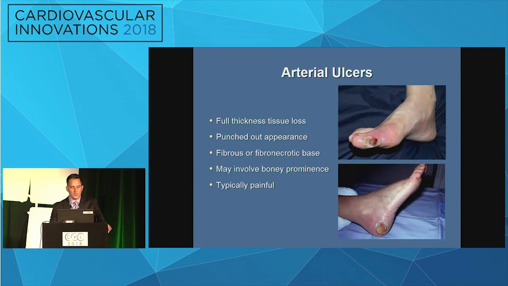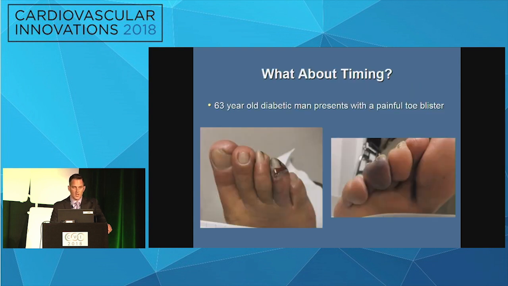When we look at arterial ischemic ulceration, classically these are full thickness ulcers with a punched out appearance, may or may not have fibrinous or fibronecrotic debris in the base, can oftentimes occur over bony prominences and can be very painful. The obvious caveat there is the diabetic patient with neuropathy, but these are examples of wounds that occurred from ill-fitting shoe gear in the setting of previously undiagnosed arterial disease.